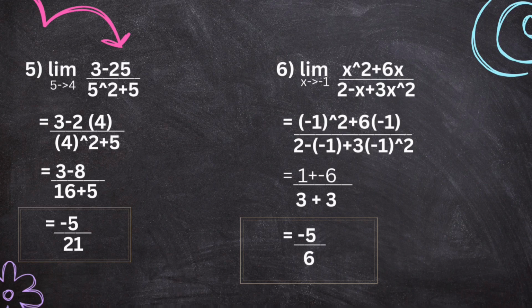For number 6, the given is x squared plus 6x over 2 minus x plus 3x squared as x approaches negative 1. First, we need to substitute the value of x to negative 1. So our given will become negative 1 squared plus 6 times negative 1 over 2 minus negative 1 plus 3 times negative 1 squared. Multiply the negative 1 and it will become 1 plus negative 6 over 3 plus 3, and the answer is negative 5 over 6.